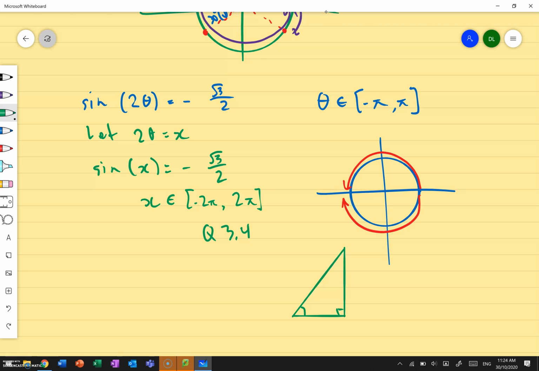If the question is in degrees, so it says 0 degrees to whatever degrees in the domain, or it states that it is a certain number of degrees, you have to give degrees. If the question's in radians, you have to give radians. This question's in radians, so I'm going to give it in radians.